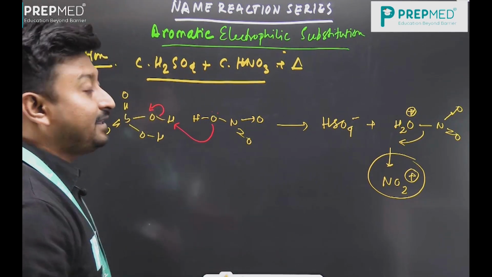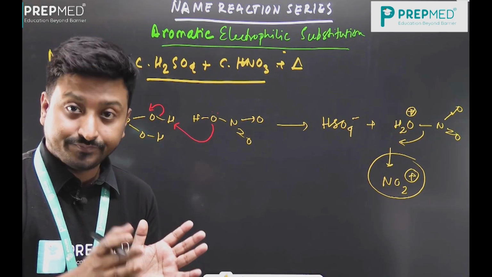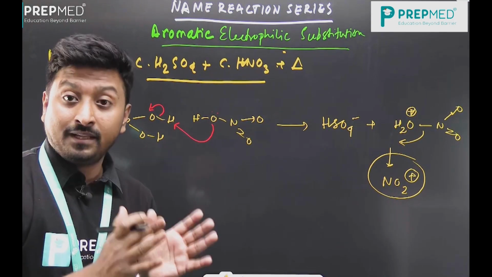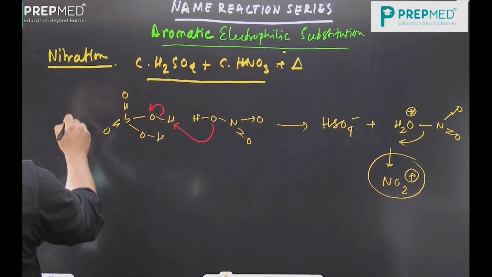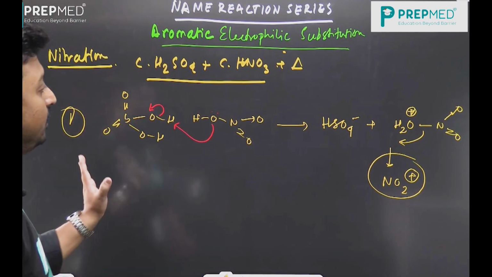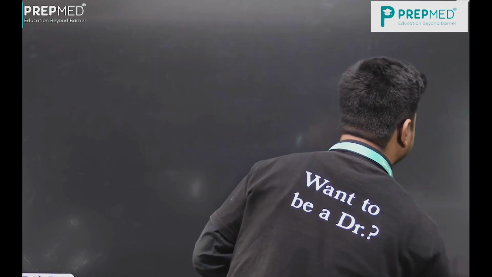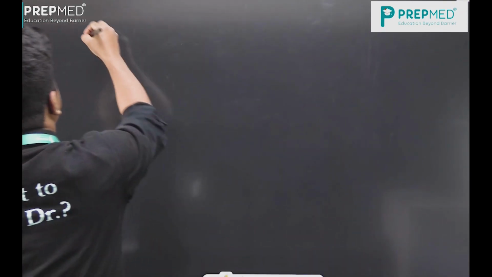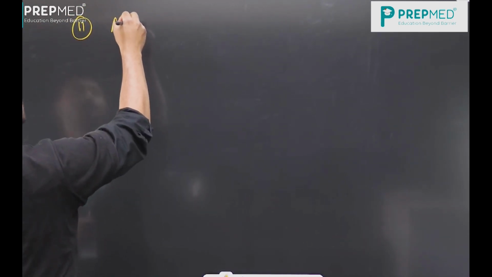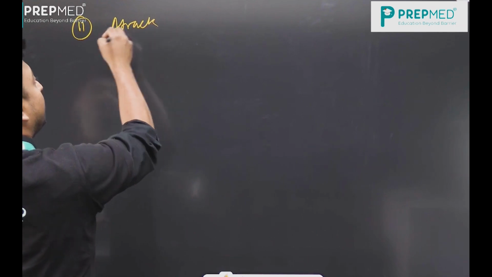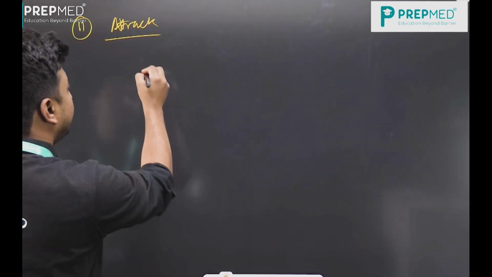So our nitronium ion is ready. Now let's see the next step. The next step is the attack of the benzene ring on the NO2 plus. So our first step we have done: this is the generation of the electrophile. Now step number 2: attack.